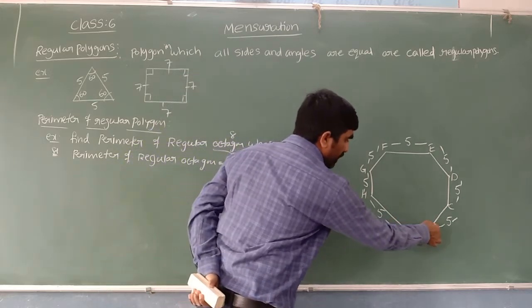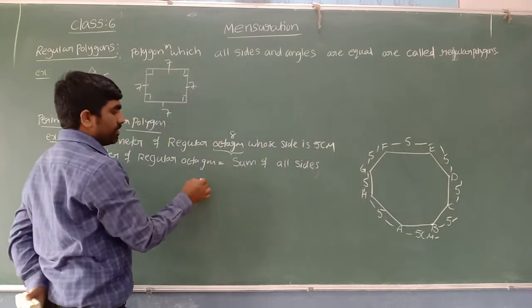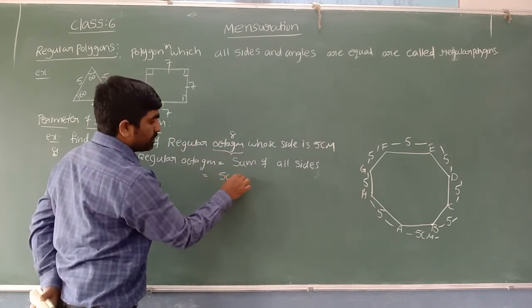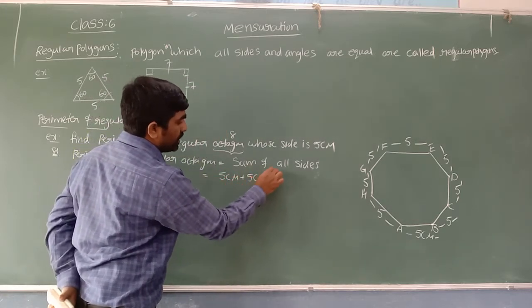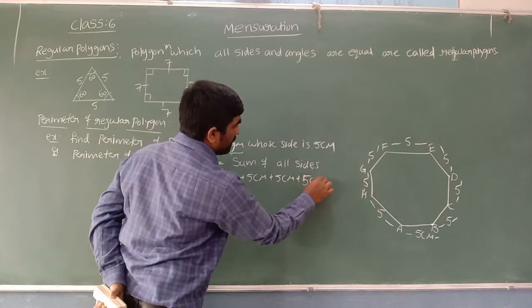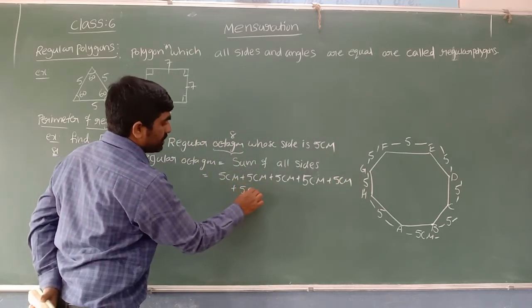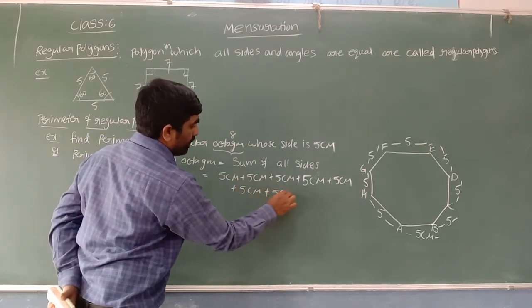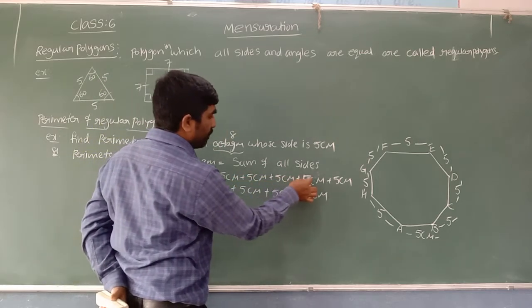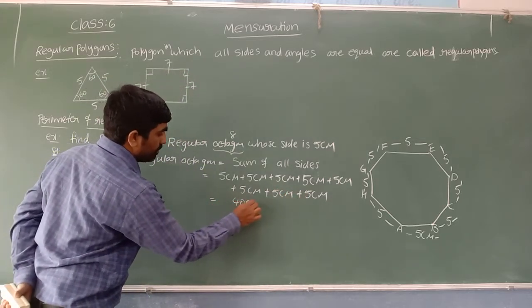Start from A to B plus B to C plus C to D plus D to E plus E to F. Yes. By adding, what we get: A to B 5 centimeters plus B to C 5 centimeters plus C to D 5 centimeters plus D to E 5 centimeters plus E to F 5 centimeters plus F to G 5 centimeters plus G to H 5 centimeters plus H to A 5 centimeters. How many is it? 1, 2, 3, 4, 5, 6, 7, 8. So what is the addition? 40 centimeters.